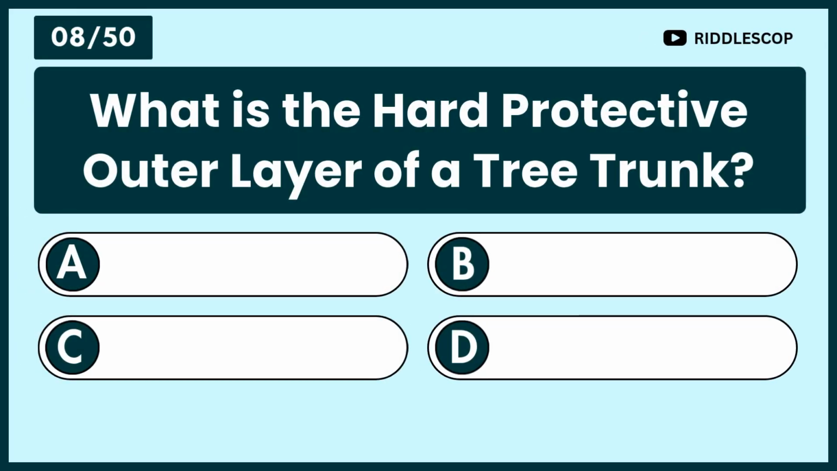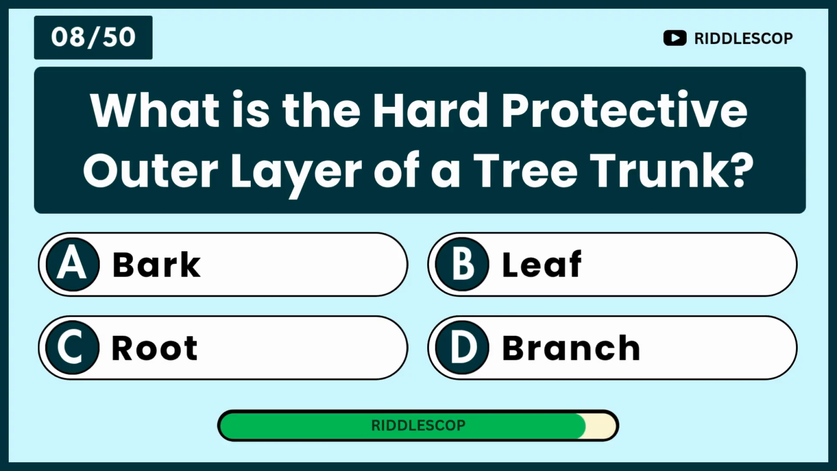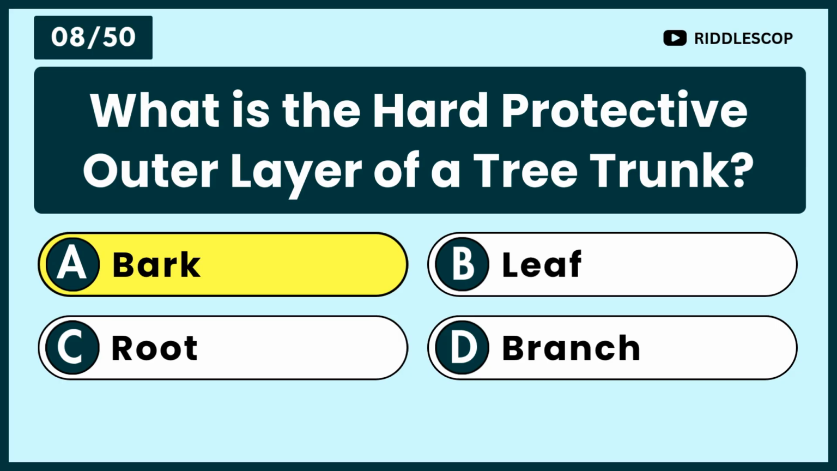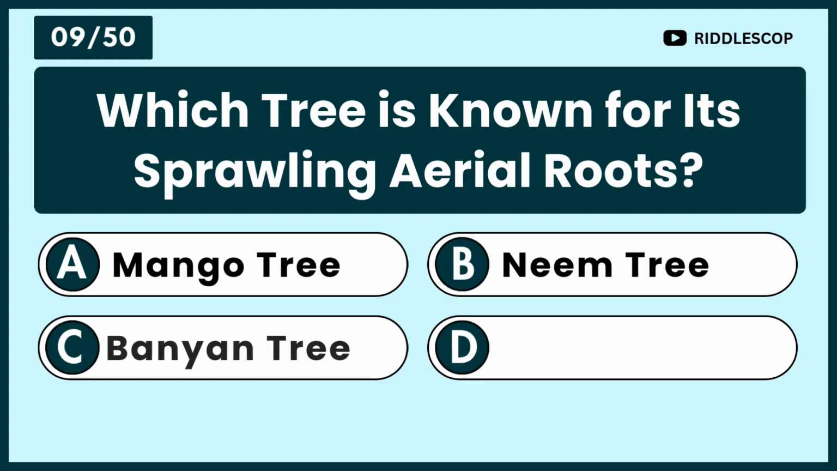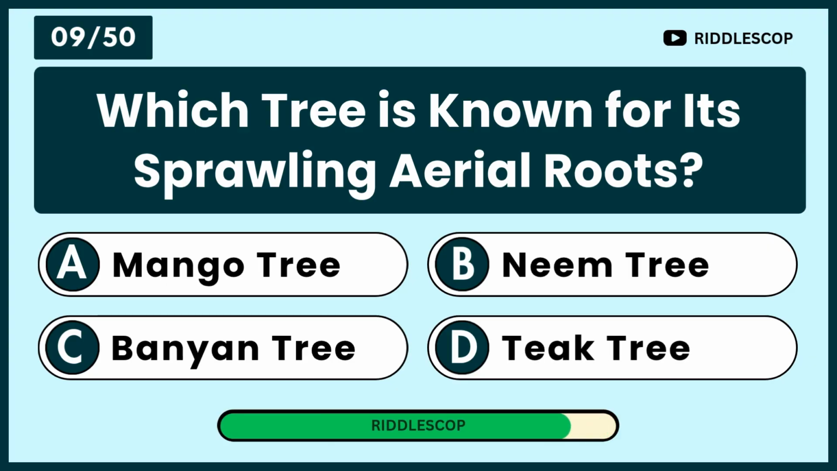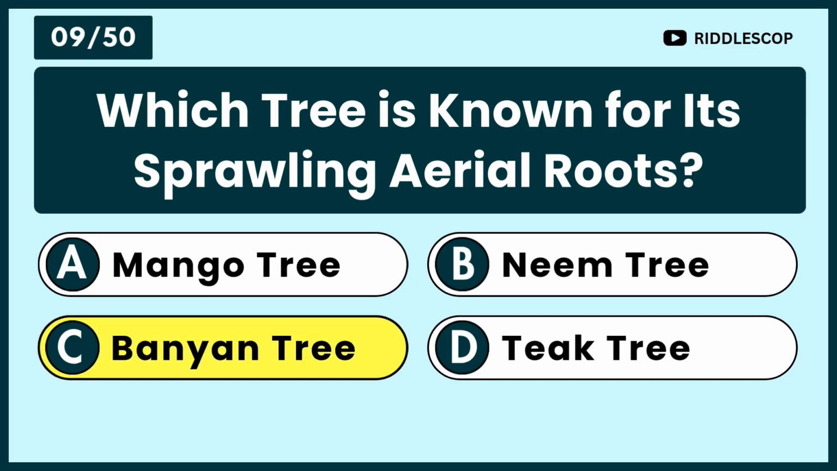What is the hard protective outer layer of a tree trunk? Option A. Bark. Which tree is known for its sprawling aerial roots? Option C. Banyan tree.